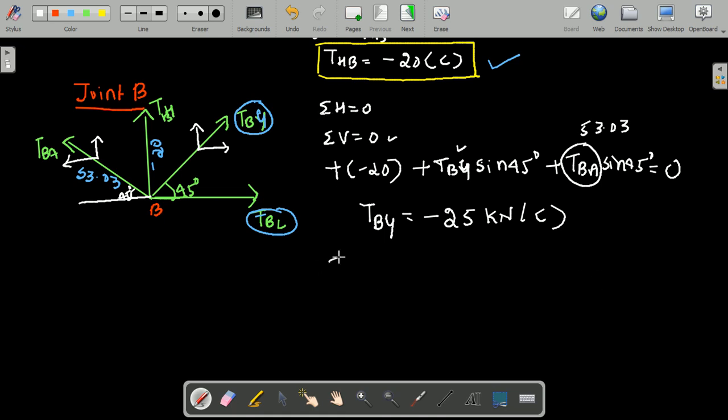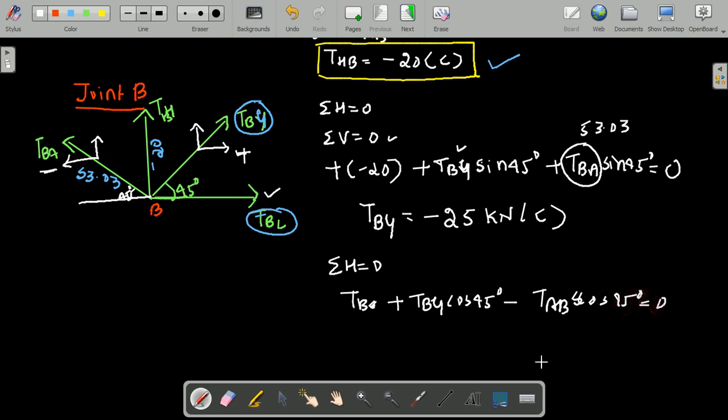Now consider summation of horizontal force is equal to 0. Similarly, TBC, this is in the positive direction, and this is positive and this is negative. Directions you need to consider, plus TBG cos 45 and minus TAB cos 45 is equal to 0.